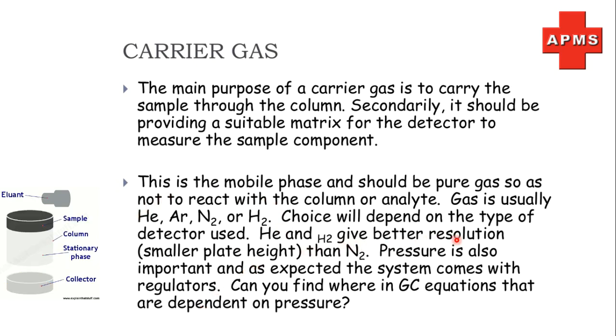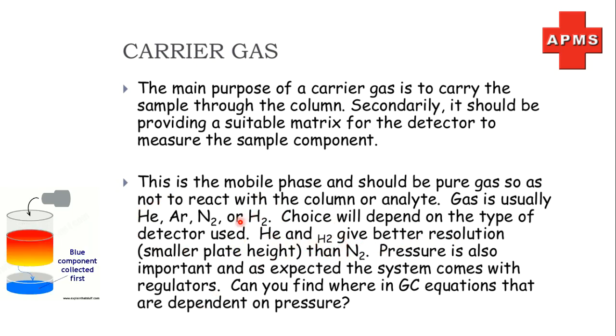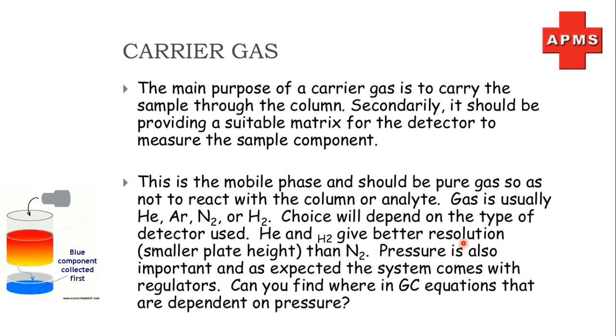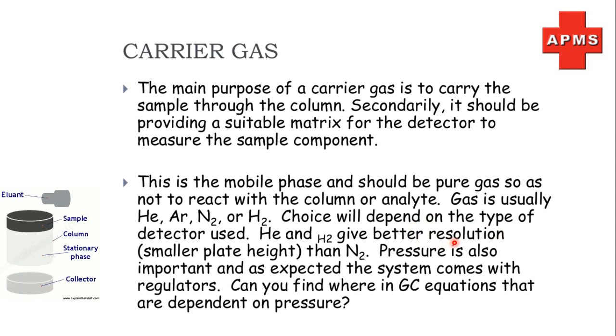Helium and hydrogen give better resolution. Helium and hydrogen gases are the lightest gases, very inert and very light, and these give better resolution than N2. What is the meaning of this line, we will see in further slides. Nitrogen gas provides somewhat less resolution compared to helium and hydrogen. Resolution means separation of various components; if we want better resolution, we want a better separation of the components of the sample.